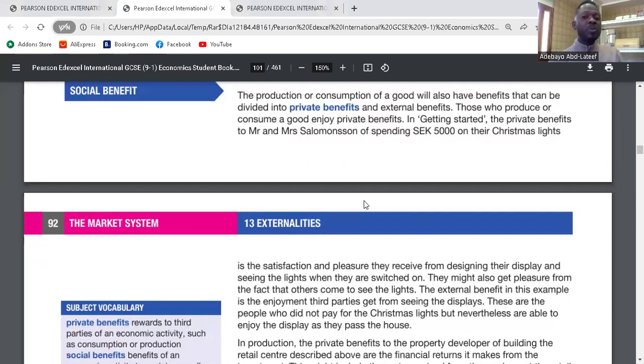The production or consumption of a good will also have benefit that can be divided into private and external. Those who produce or consume a good enjoy private benefits. The third party enjoys the satisfaction or the pleasure of what they do not do; those are the external ones. Do you get it now? Your action or inaction that you benefit from is a private benefit. If I'm able to benefit from your own action, it becomes an external benefit. When we combine these together, it becomes social benefit. Clear?